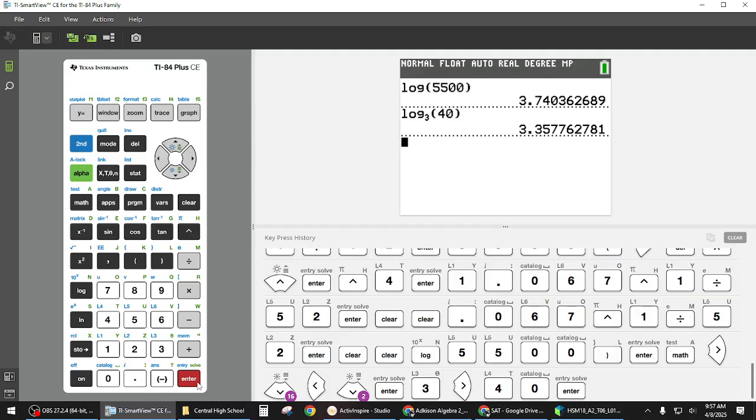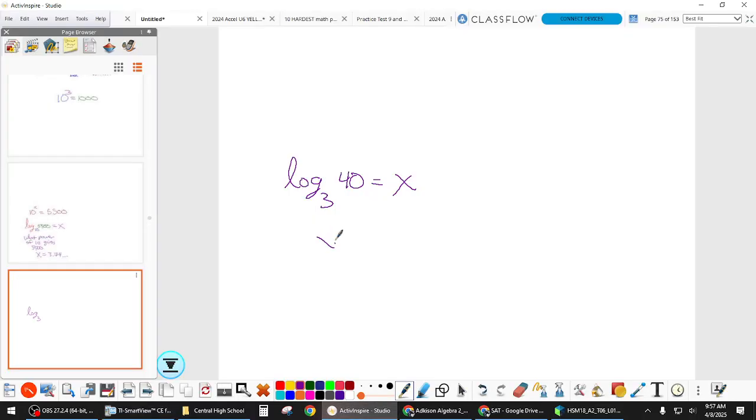Wow, he must have really known that. Cheater. 3.36. We'll go with that. Okay, but point is, even though this is a new concept, if you understand the notation, your intuition can tell you kind of a ballpark for where these should be. Okay? Let's do another one.